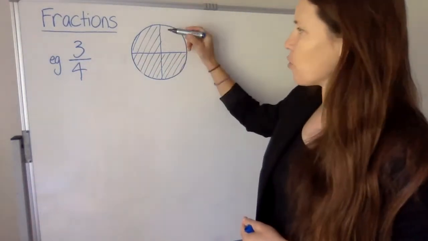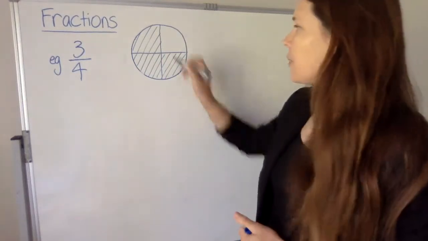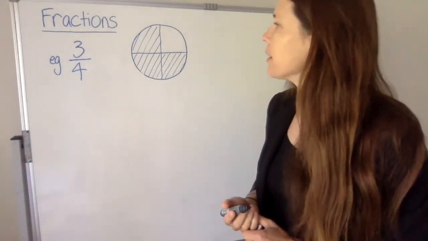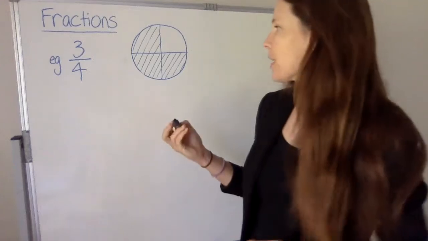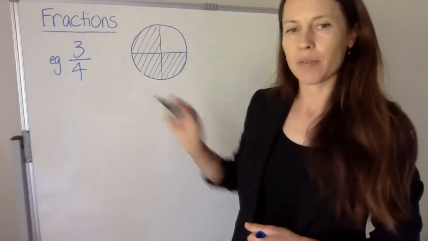Now, 3 out of 4 means if we cut something, say a pizza, into 4 equal-sized parts, and we shade in 3 of them, we have 3 out of the 4 parts shaded. So when you say 3/4, people often think of a picture like this, which is really helpful to understand what 3/4 really means. But there's other ways to think of 3/4.